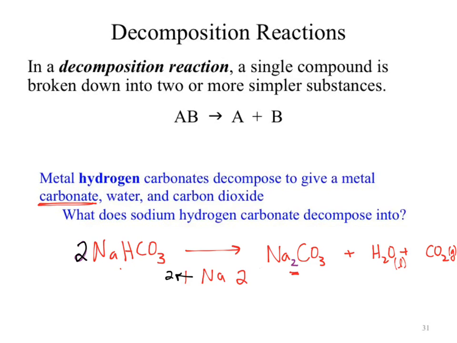What should I try and balance now? Okay, hydrogen. How many hydrogens on the left? 2. Why is it 2, not 1? The 2 applies to everything afterwards. That's supposed to be a bunch of arrows. How many hydrogens on the right? 2. So hydrogen's balanced. Should I try and balance carbonate?